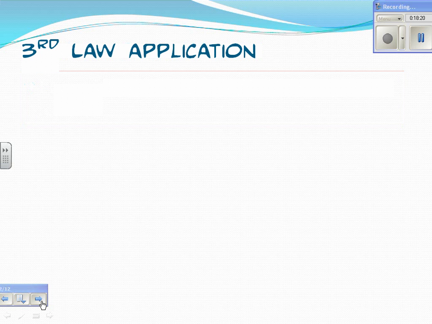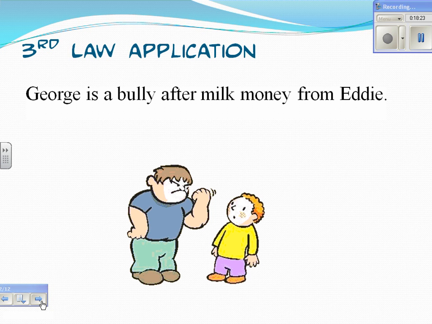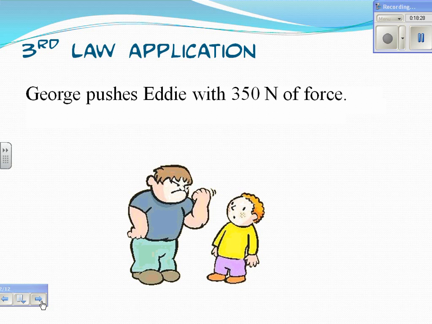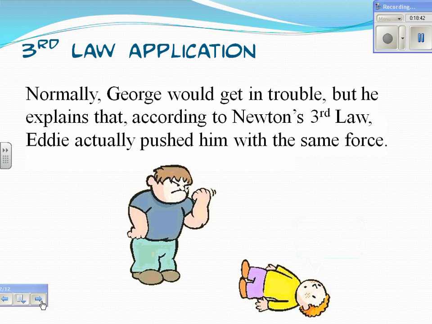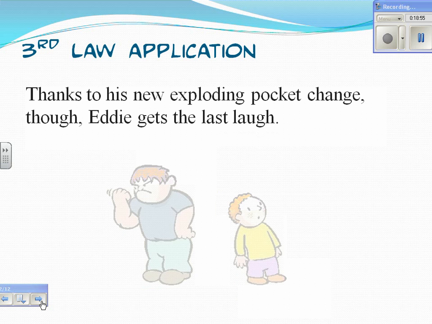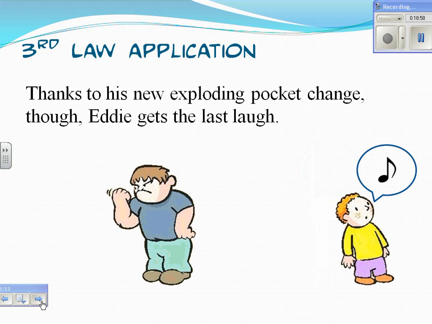To illustrate this, let's meet George, who's a bully, and he's after milk money from little Eddie. George pushes Eddie with 300 newtons of force. Now normally you'd think that, well, he's a bully, he's going to get in trouble, right? But George has been paying attention in science class, and he explains that according to Newton's third law, Eddie pushed him with exactly the same amount of force. Teacher's hands are tied because he's right. Don't worry too much about Eddie, though. He's got a plan and some exploding pocket change.